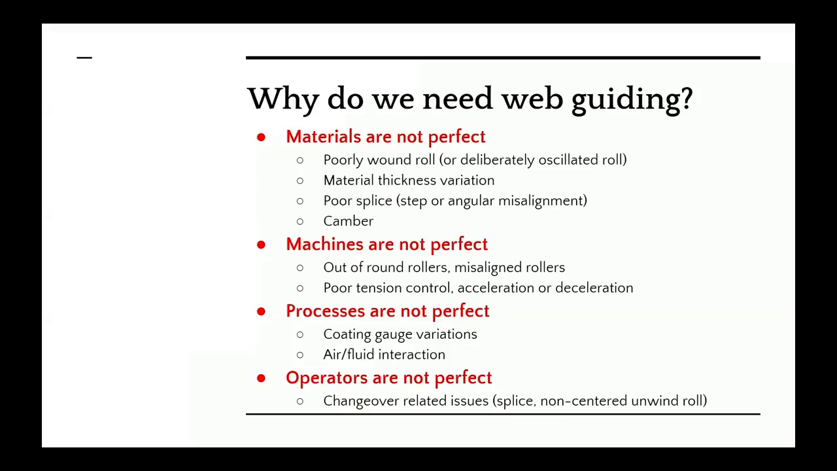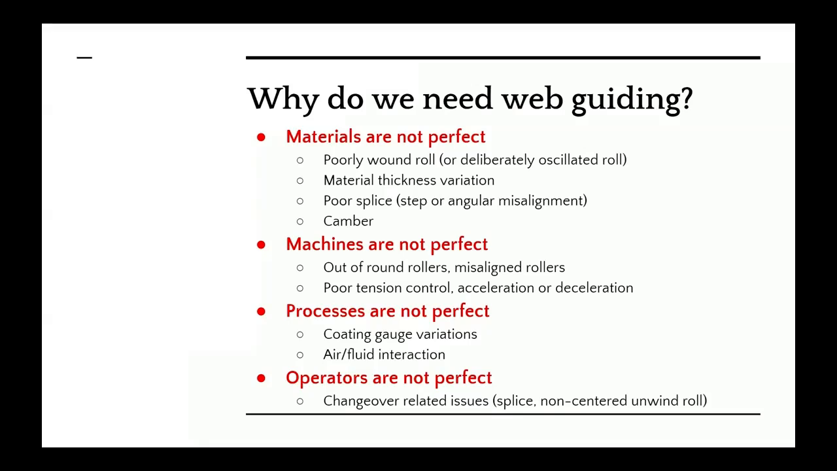It could also be due to processes. For example, if you have a coating process and you have uneven coating across the width of the web, that's going to cause issues with tracking. And also some processes where you could have air entrained between the web and the roller, that would cause the web to lose traction and mistrack. That could also be an issue. That's why we need web guiding.